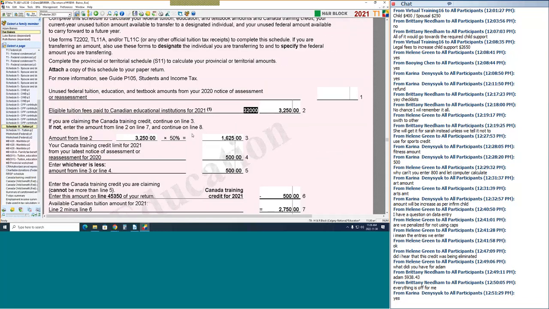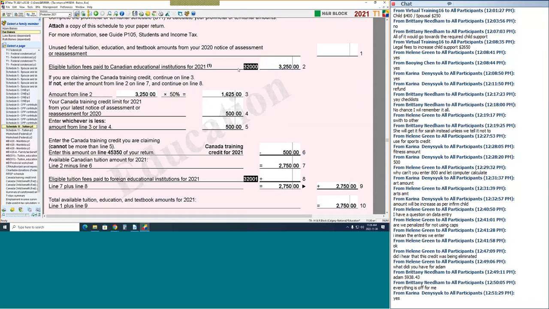I'm going to go to her Schedule 11 now. We're going to see her tuition is here. We're going to see her Canada Training Credit limit for 2021 is here. It's going to say, what is she eligible to claim? She's eligible to claim up to 50% of her tuition this year to a max of whatever her limit is. It's going to do that. It's going to make the claim automatically. I didn't say yes. I didn't say no. I assumed the computer would do the default, and it did. So there's my $500 refundable credit.